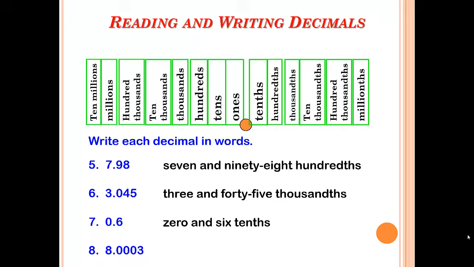And for number 8, we have 8.0003. Our last digit is the 3. It is 4 digits to the right of our decimal point. So in our place value chart, 4 digits to the right would be 1, 2, 3, 4, which would be 10,000ths. So this would be 8 and 3 10,000ths.